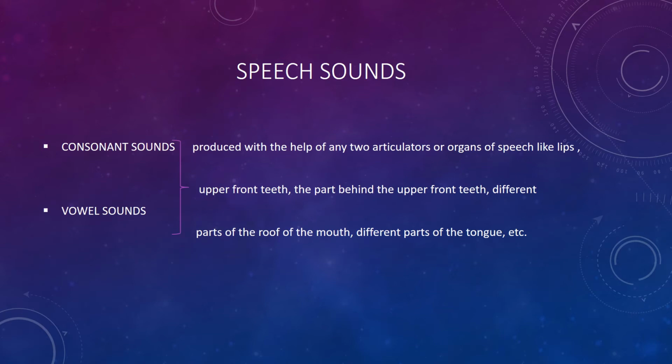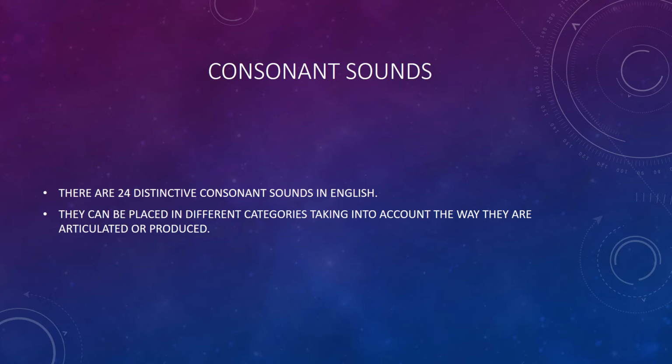As we all know, speech sounds are divided into consonant sounds and vowel sounds. They are produced with the help of any two articulators or organs of speech, like lips, upper front teeth, the part behind the upper front teeth, different parts of the roof of the mouth, different parts of the tongue, etc. There are 24 distinctive consonant sounds in English, and they can be placed in different categories taking into account the way they are articulated or produced.